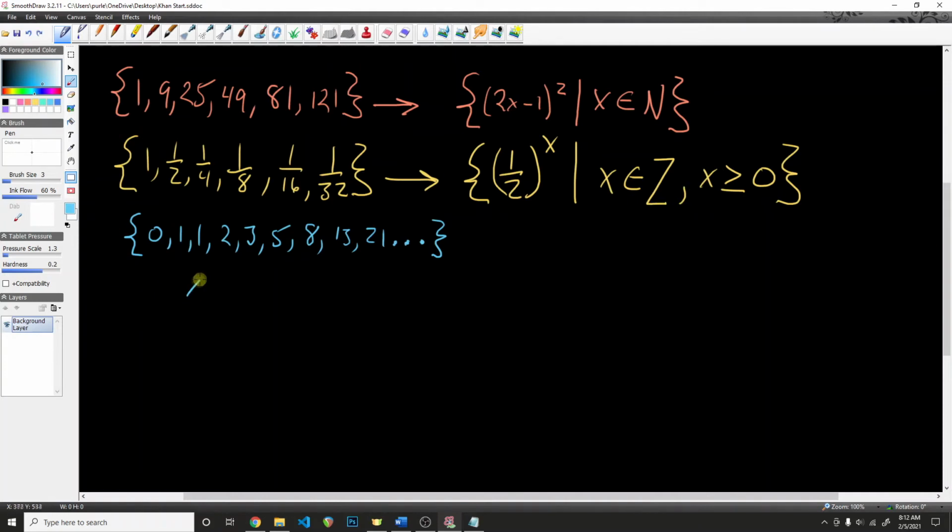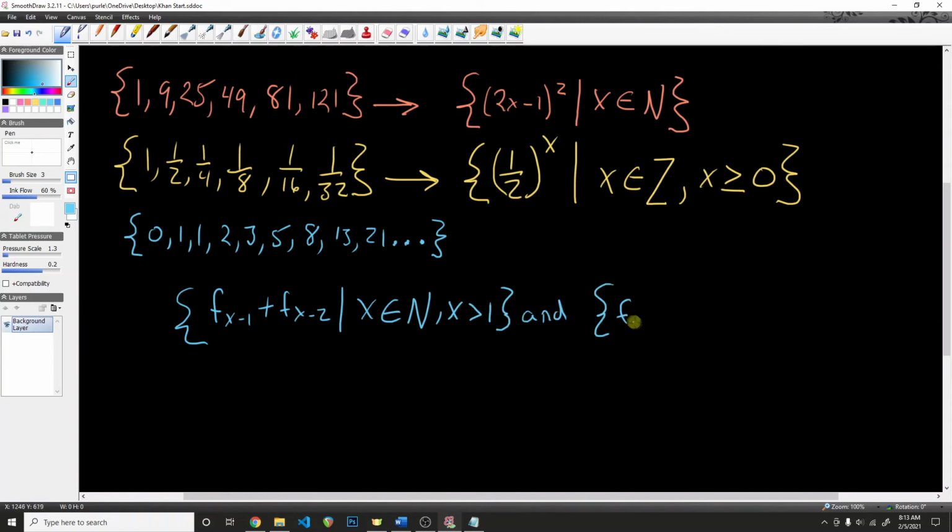Now for this one we're doing the Fibonacci numbers. There's more than one way to do it. If we want to do it the way we've been doing it, we can do, so this is f sub x minus 1 plus f sub x minus 2, and then we have x, and then x is an element of the natural numbers. We have that x is going to be greater than 1. This is going to be a piecewise function. F sub x is going to be equal to x, such that x is an element of the integers, and x is between the values of 0 and 1.